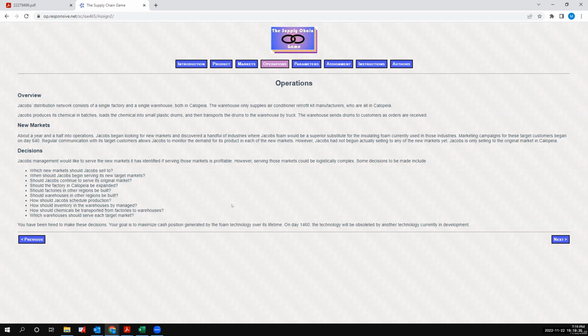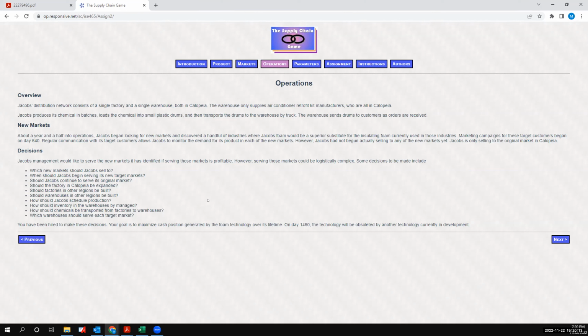New markets. About a year and a half into operations, Jacobs began looking for new markets and discovered a handful of industries where Jacobs foam would be a superior substitute for the insulating foam currently used in those industries. Marketing campaigns for these target customers began on day 640. Regular communication with its target customers allows Jacobs to monitor the demand for its product in each of the new markets. However, Jacobs had not begun actually selling to any of the new markets yet. Jacobs is only selling to the original market in Calopia.